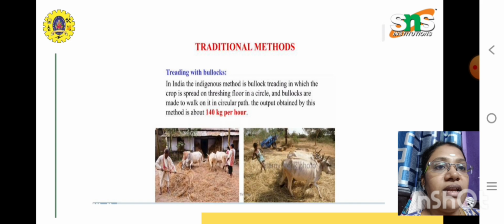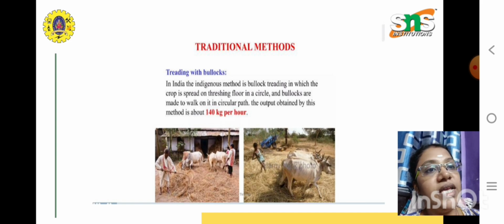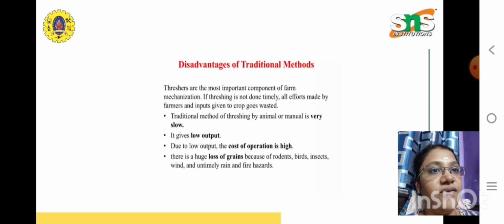The second traditional method is threshing by using bullocks. In India we have bullock treading, in which the crop is spread on the threshing floor in a circle and the bullocks are made to walk on it in a circular path. The output of this will be 140 kg per hour.